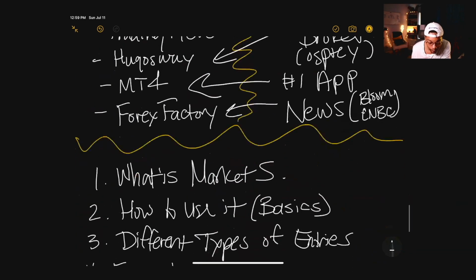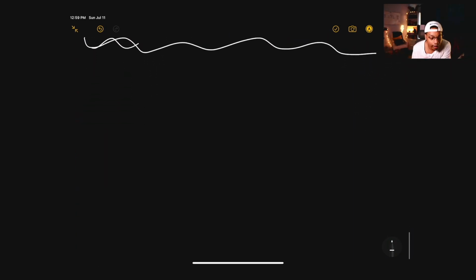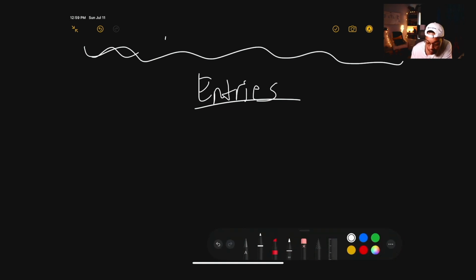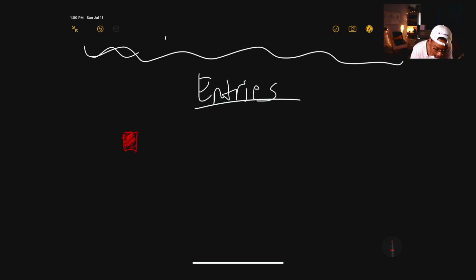I definitely want to get you into how exactly you take your entries. Entries are very important. We talked about the two ways of entries, but how exactly do we enter? What do we look for when it comes to entering into a trade? So I'm going to draw some candlesticks here. Don't mind my drawing skills. I'm going to use green.